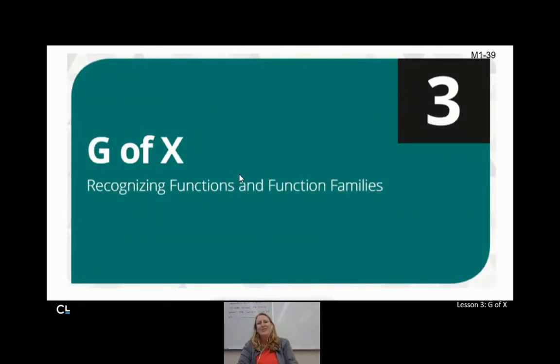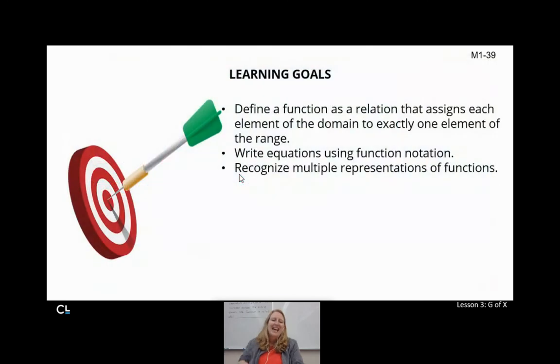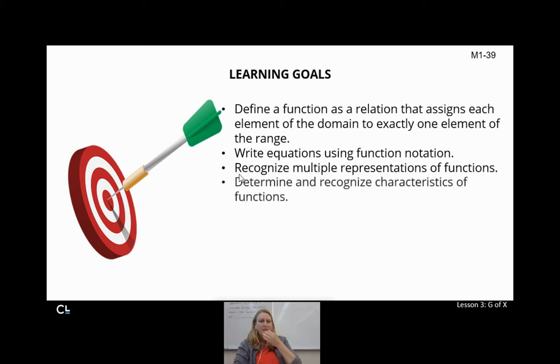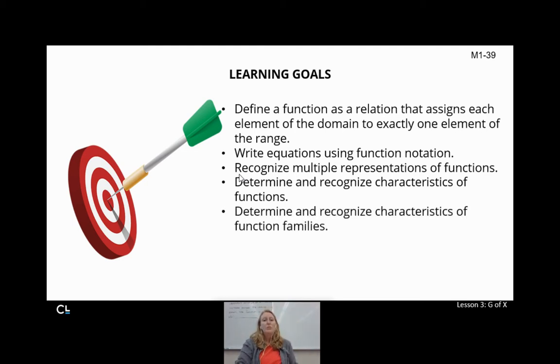We're on day 2 of this lovely lesson. These were our goals from last time, but we're still doing these, and we're adding on a few more goals this time. So we're going to determine and recognize characteristics of functions. We're going to get a little more detailed here today with sorting our graphs out. We're going to determine and recognize characteristics of function families. We're going to start looking for families. So last time we sorted our graphs into functions. Now we're just taking it a step further and seeing if we can sort the functions even further.